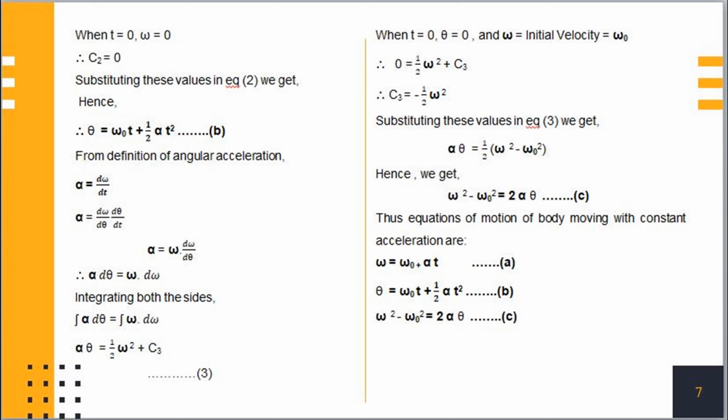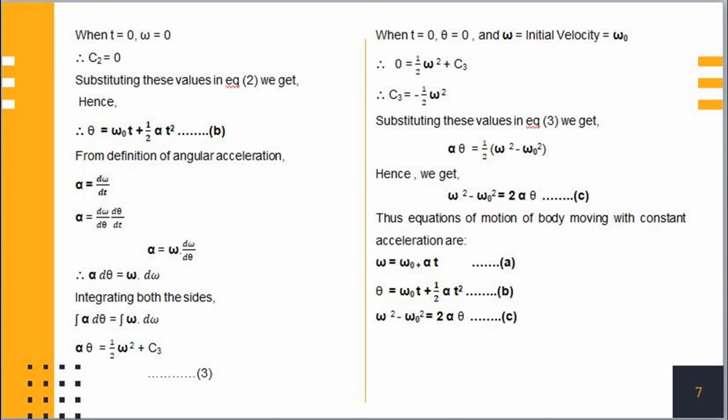Now from the definition of angular acceleration, α is equal to the rate of change of angular velocity with respect to time. Therefore α is equal to dω/dt. Multiplying numerator and denominator by dθ, we get α is equal to dω/dθ into dθ/dt. We know that dθ/dt, the rate of change of angular displacement with respect to time, is nothing but angular velocity. Therefore α is equal to ω dω/dθ, so we get α dθ is equal to ω dω.